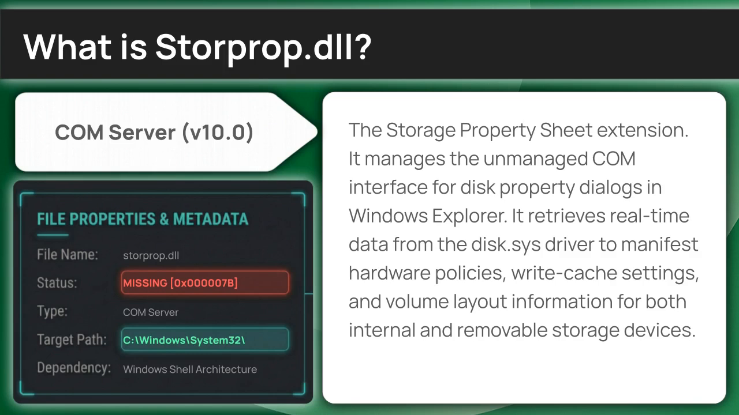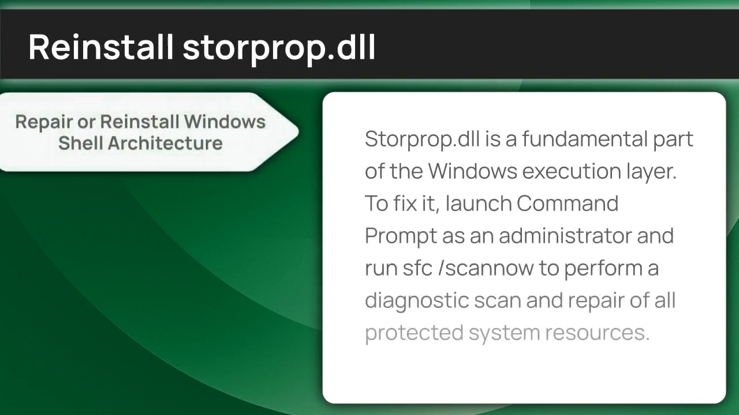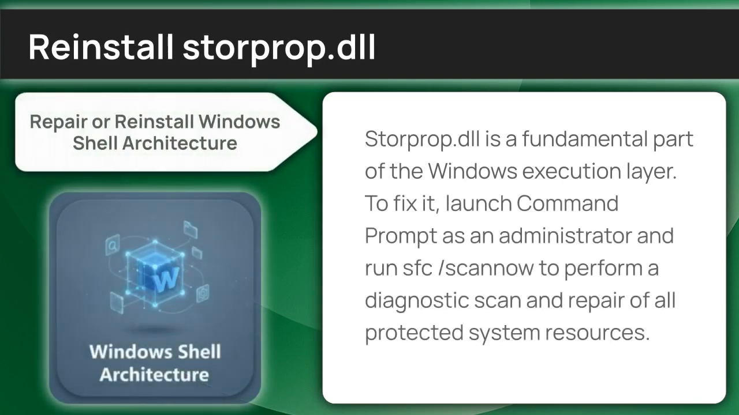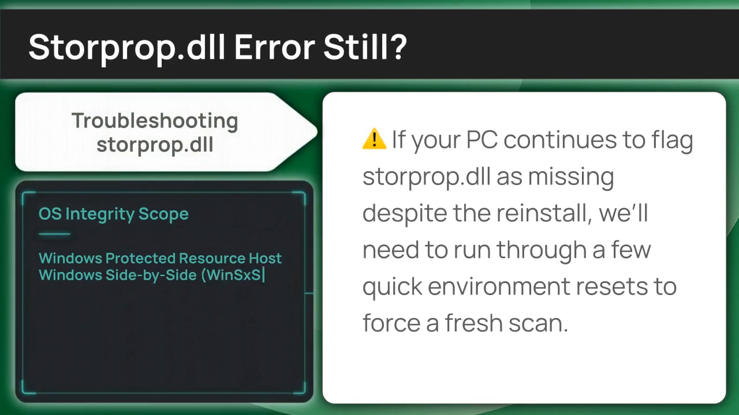Now that the technicals are covered, let's run the official installer. Storprop is a fundamental part of the Windows execution layer. To fix it, launch Command Prompt as an administrator and run sfc /scannow to perform a diagnostic scan and repair of all protected system resources. Should the file remain missing after a reinstall, we need to ensure that the operating system is forced to re-index its shared library paths.